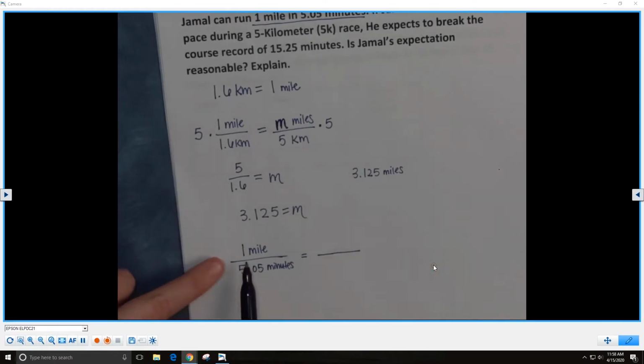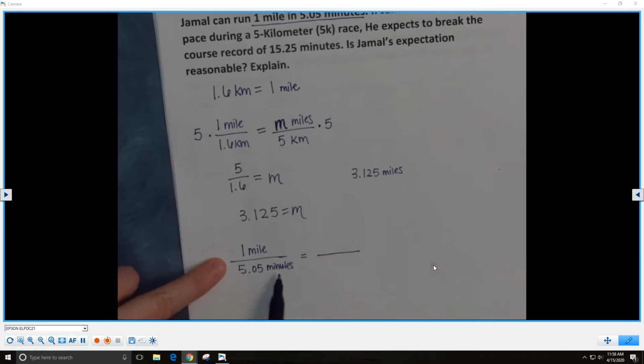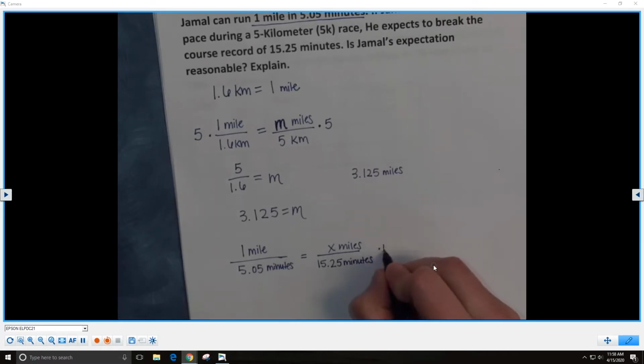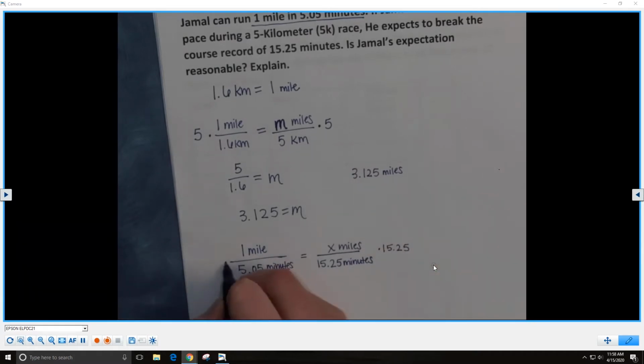Okay, so we know that Jamal can run 1 mile in 5.5 minutes, and he wants to break the course record of 15.25 minutes. So we need to know x miles here. We need to solve and find x miles. So let's set up a proportion. So how can we solve this for x? Right, we're going to use inverse operations for division again. So what's the inverse of dividing by 15.25? Right, multiplication. So let's multiply both sides by 15.25.